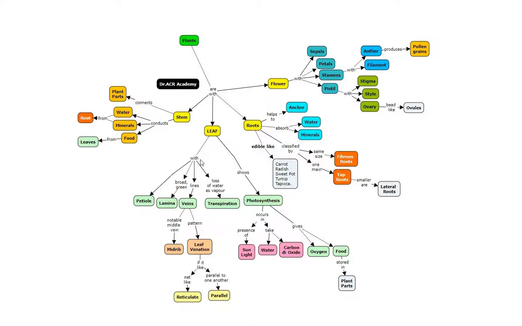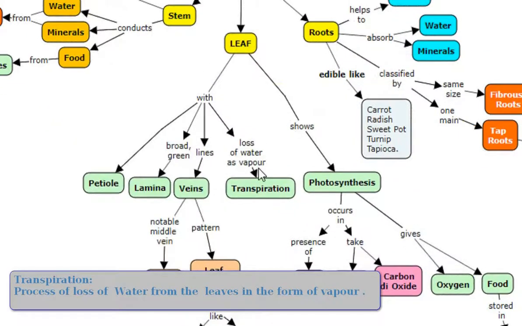Now let us come to the functions of the leaf. Leaf loses water as water vapor, and this process is called transpiration.